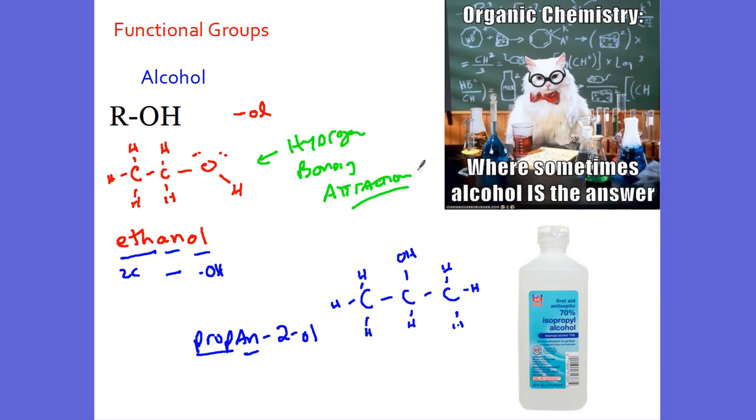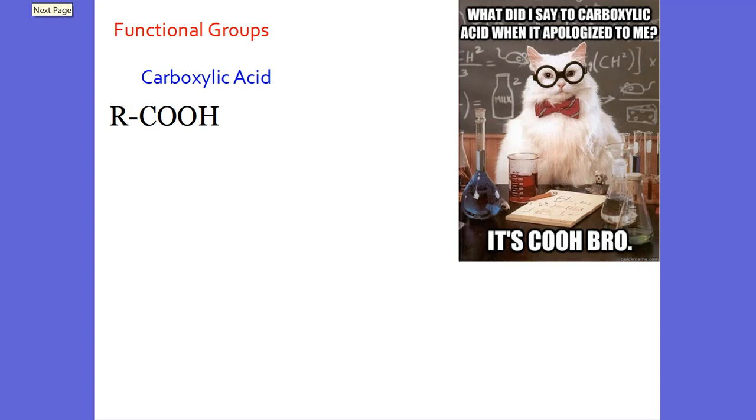And so make sure you understand that these have hydrogen bonding attractions. Okay, let's go to the next one. The next one is what we call carboxylic acid. This is the only functional group that we're going to take a look at that has a pH below 7, a pH less than 7. Why? Because it's an acid.